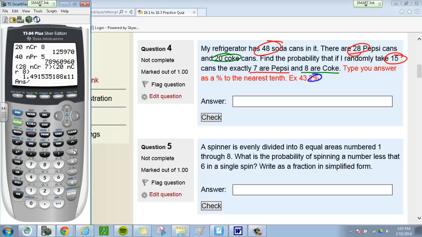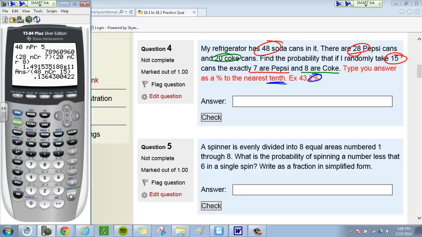So we're going to divide what we got before. We're going to do another choose problem. We have 48 cans, and then we are going to be choosing 15 from that 48. So nCr, put that in there. Choose 15 from that 48. 15, make sure we get that in there. Bam. Oh, this is nice. So we got 0.136.